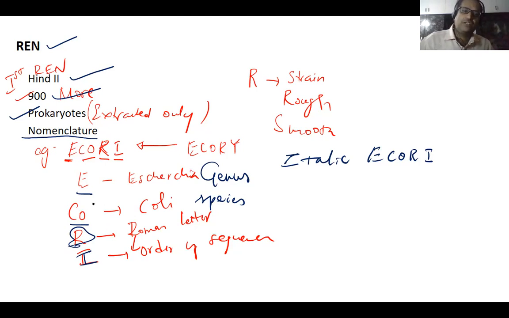Now, this is how the nomenclature, the naming of the restriction endonucleases, has to be understood. This EcoRI restriction endonuclease has been isolated from the bacterium E. coli. We called that particular strain EcoRY13. So EcoRY13 is the one, and from that only we have extracted this restriction endonuclease, that is EcoRI.